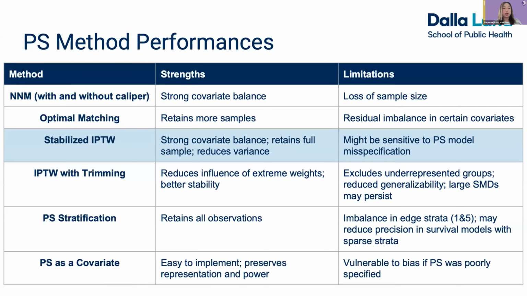Unlike that, inverse probability of treatment weighting with trimming is leading to less generalizability because it can exclude some underrepresented groups, so there will be large standardized differences observed. And for propensity score stratification, it is good at retaining more observations, but if there are not enough samples in a certain stratum, then there might not be as precise results in the survival models. And last but not least, using propensity score as an additional covariate was easy to implement, but I would suggest using it more as a benchmark method in propensity score analysis.